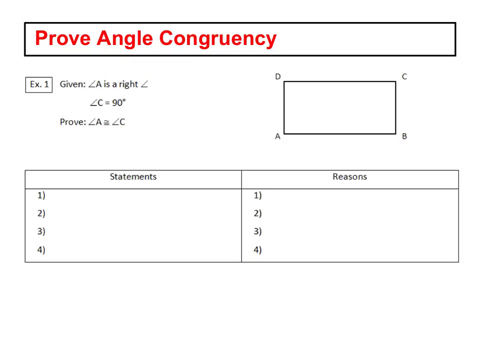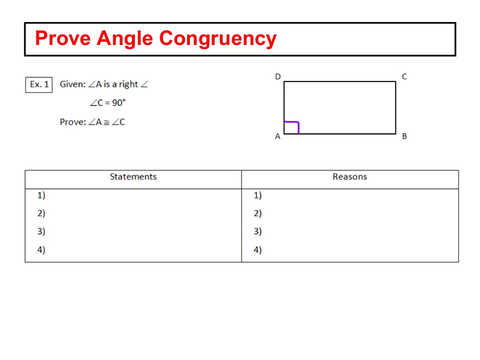So we're given that angle A is a right angle. We've got this rectangle over here. Here's angle A. And we also are given that angle C is equal to 90 degrees. Prove that angle A is congruent to angle C. All right, well, the first thing they told us was that angle A is a right angle. We know that right angles have that little box, so we can go ahead and mark that in.